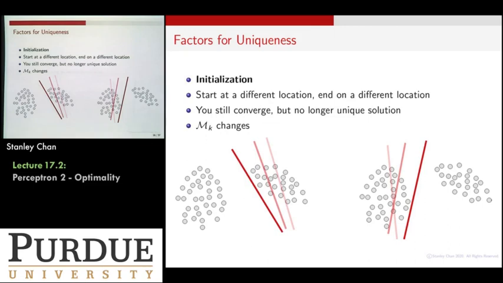So you ask, where does this non-uniqueness come from? Well, there are 2 sources of non-uniqueness. The first source is the initialization. Okay, what do I mean by initialization? Well, because the perceptron algorithm has to start from somewhere.